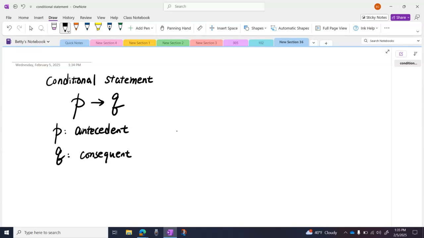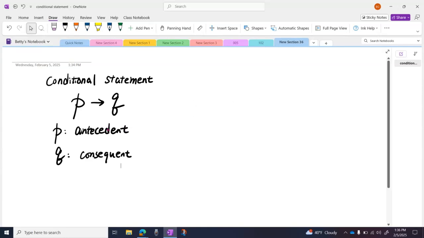Antecedent, you can understand as the condition or premise. The condition that has to be met in order to lead to the occurrence of Q. Q is the result when P happens, right? When P happens, that directly causes Q to happen. So Q is the result, the conclusion. So we call Q the consequent.